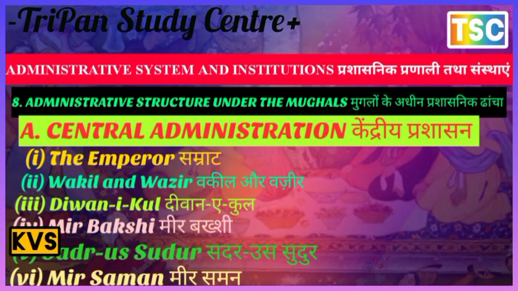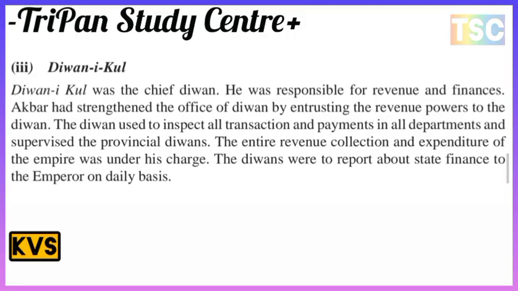And the next is the Diwan-i-Kul. Diwan-i-Kul was the chief Diwan. He was responsible for revenue and finance. Akbar strengthened the office of the Diwan by giving him revenue power. The Diwan used to inspect all the transactions and payments in all departments and supervised the provincial Diwans. The entry of revenue collection and expenditure of the empire was under his charge. The Diwan had to report about the state finance to the emperor on a daily basis.